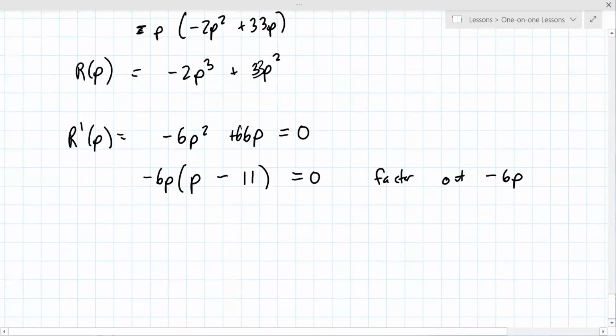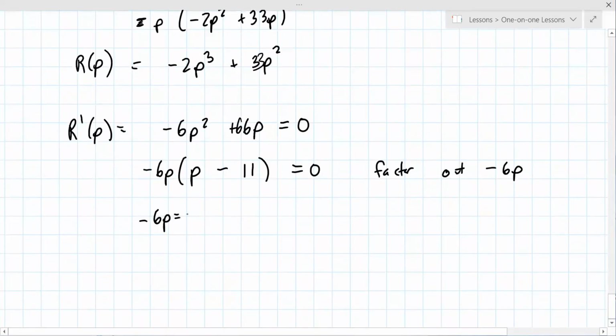So there's actually two places where this is 0. 'p' minus 6p equals 0 and p minus 11 equals 0. So the one answer is p equals 0. The other is p equals 11.